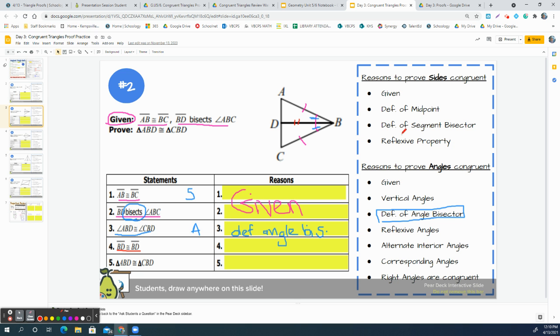It's the reflexive side. So this is a lot of vocabulary. The reflexive side is like a mirror. It's like A is looking at itself in the mirror, and this BD line is where the mirror is. That's where the reflection is, okay? So this fourth line is going to be reflexive property.